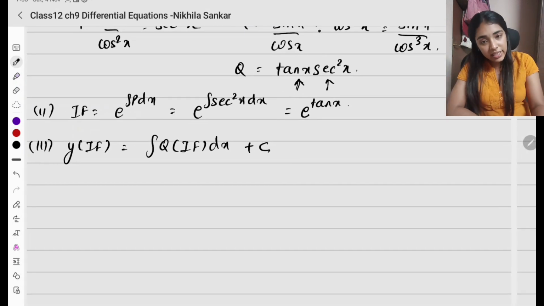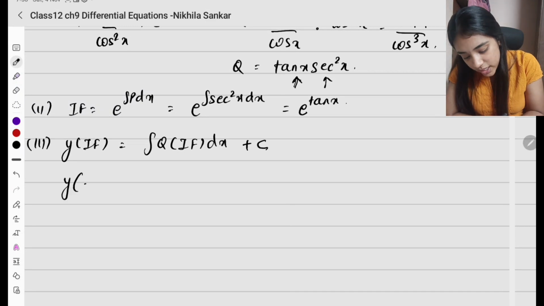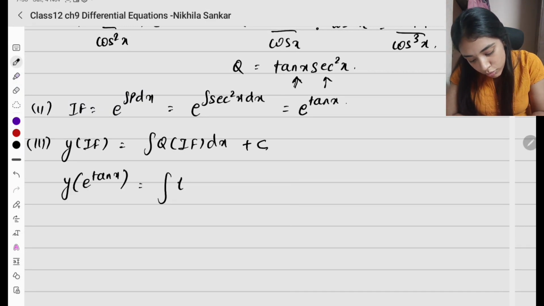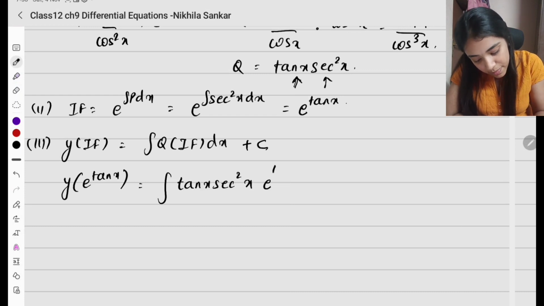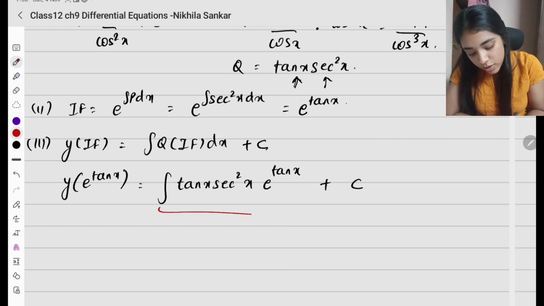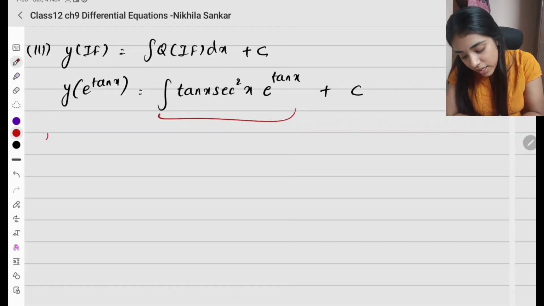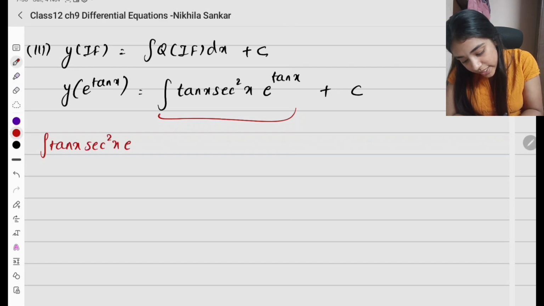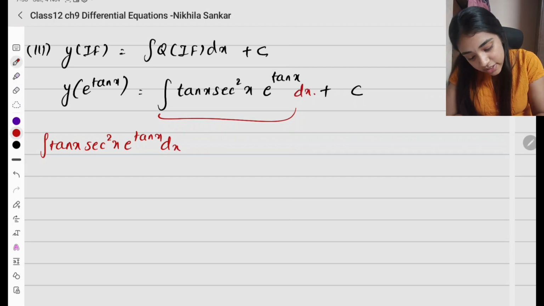Now third step: y into integrating factor equals integration of q into integrating factor times dx plus c. Write this once in the exam, otherwise you will get confused. y times e to the tan x equals, what is my q? Tan x secant square x times integrating factor e to the tan x dx plus c. Now I have to solve this particular integral.